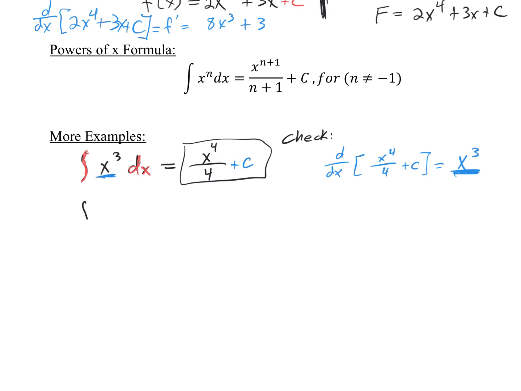We have seen functions where we had negative exponents. So let's go ahead and say, let's find the antiderivative of x to the negative, I'll pick -2.